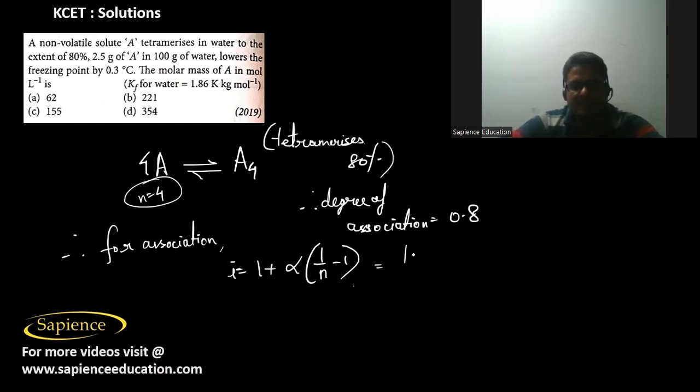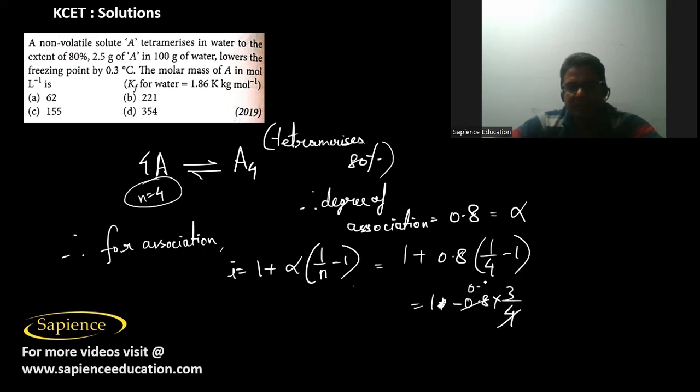So therefore it is 1 plus 0.8, where the degree of association alpha is 0.8. So 1 plus 0.8 into (1 by 4 minus 1). So that will be 1 minus 0.8 into 3 by 4. So that is 4 eights, 2 threes is 6. So 1 minus 0.6, that is 0.4.